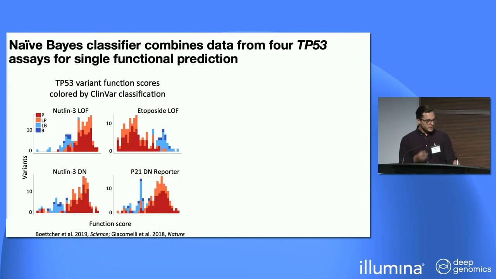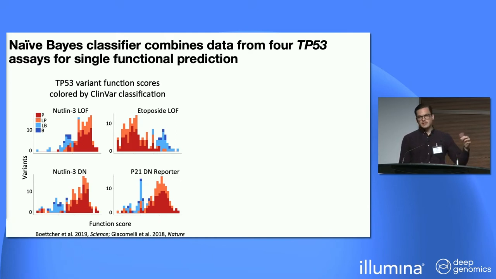We also did a similar analysis for TP53, but this was complicated by the fact that we had now four different assays. And if you look closely at these validation sets for the TP53 assays, none of them have the same level of separation between pathogenic and benign variants as the BRCA1 data. So individually, these assays don't get us strong evidence for variant interpretation.